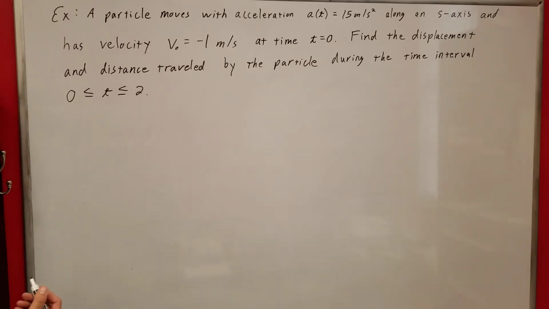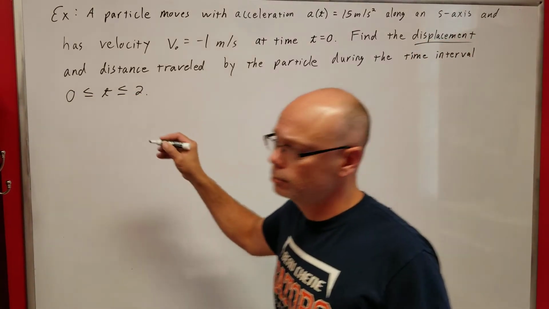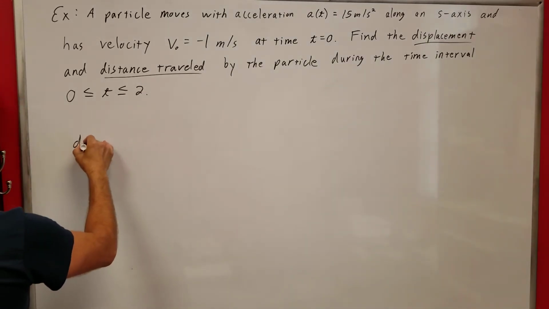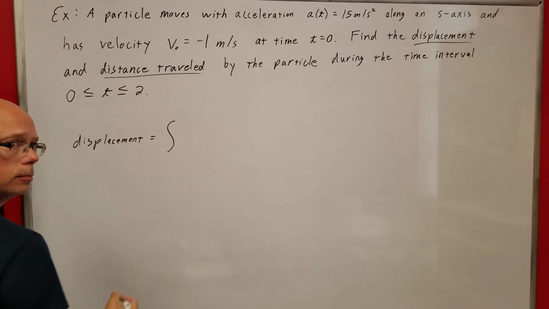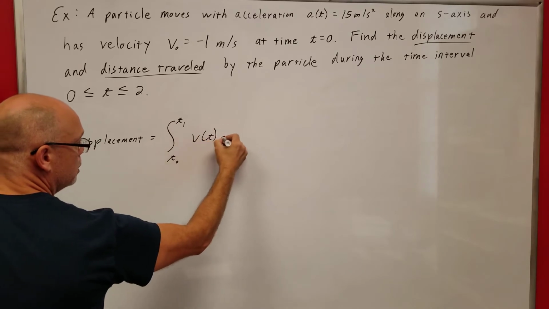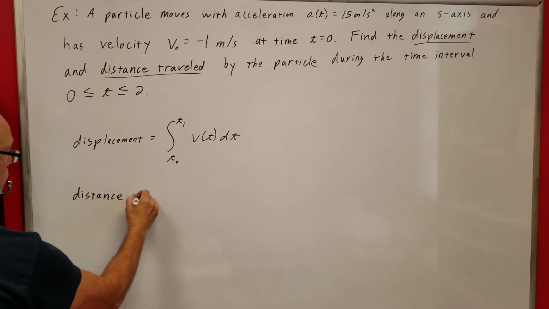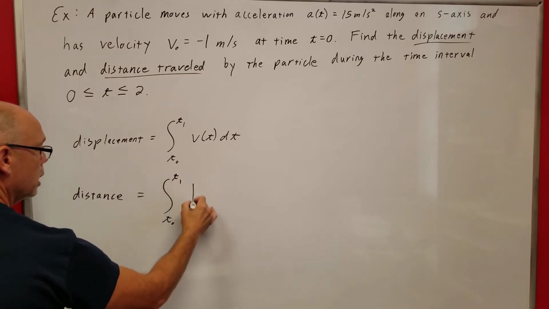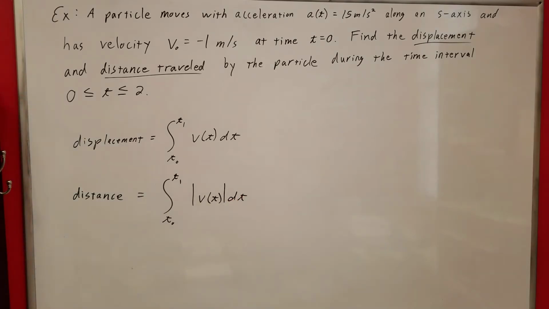Alright, so what am I looking for? I'm looking for displacement and distance traveled, right? I know that for displacement, I need the integral from t subscript 0 to t subscript 1 of v of t dt. For distance traveled, from t subscript 0 to t subscript 1, I need the integral of the velocity function in absolute value, right?